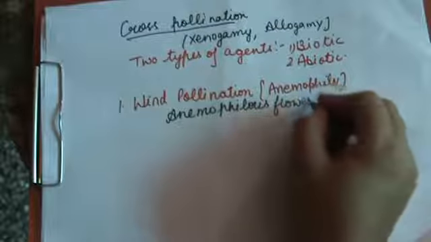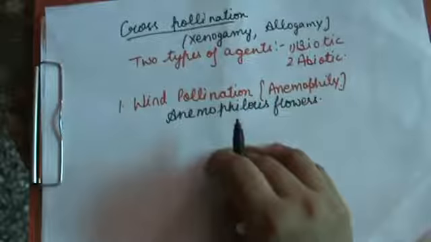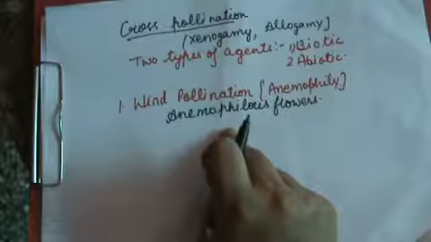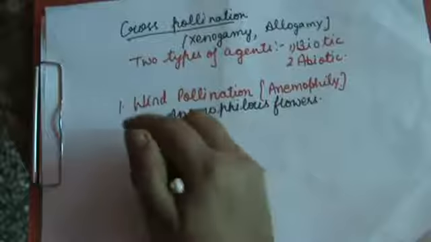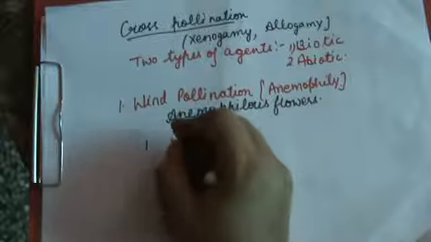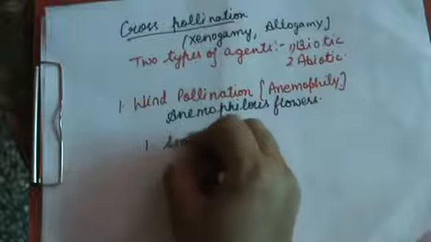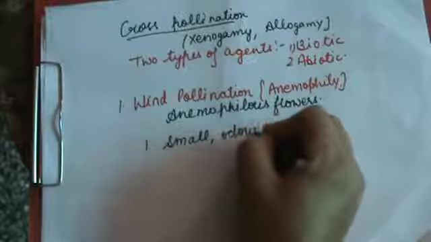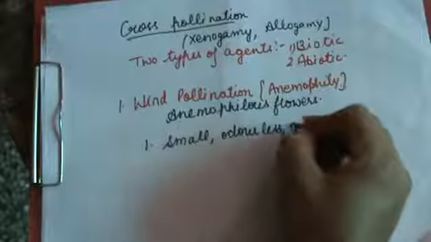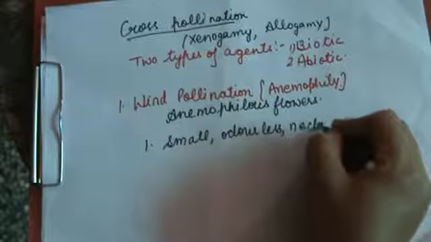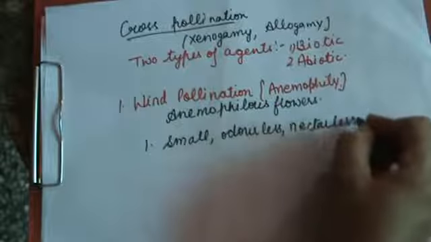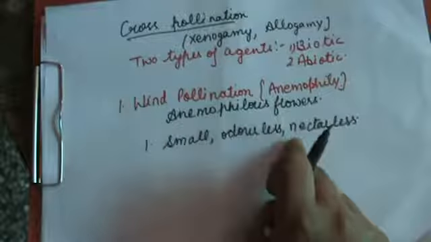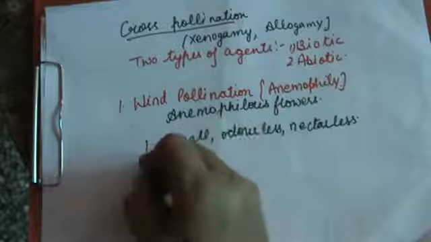Now, what are the characters exhibited by these flowers for wind pollination? Why does wind pollination occur in them? Number 1, flowers are small, odorless and nectarless. When they have no smell and no nectar, insects will not come to them. That's why the flowers are wind pollinated.